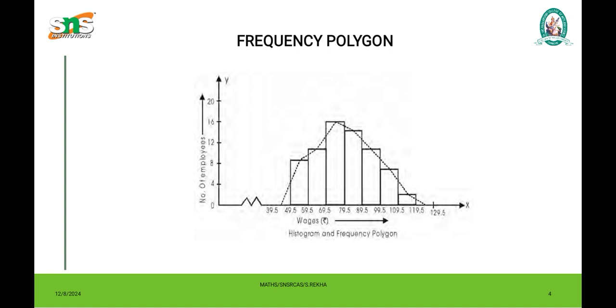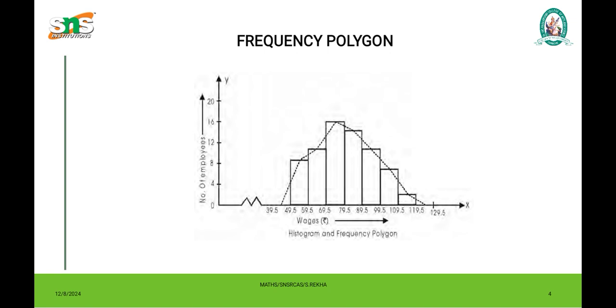Draw a continuous histogram for 49.5 to 59.5 and 59.5 to 69.5. After drawing the histogram, mark the center point of each rectangle. Now we are going to join the center points using dotted lines or straight lines. If you join all the points with straight lines, then we can say it is a frequency polygon. So you can draw the frequency polygon in the histogram itself.